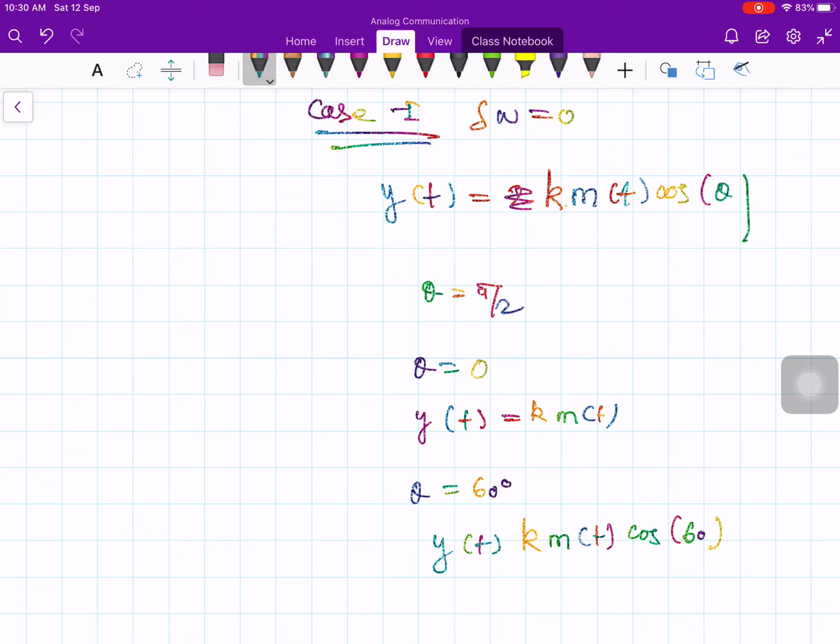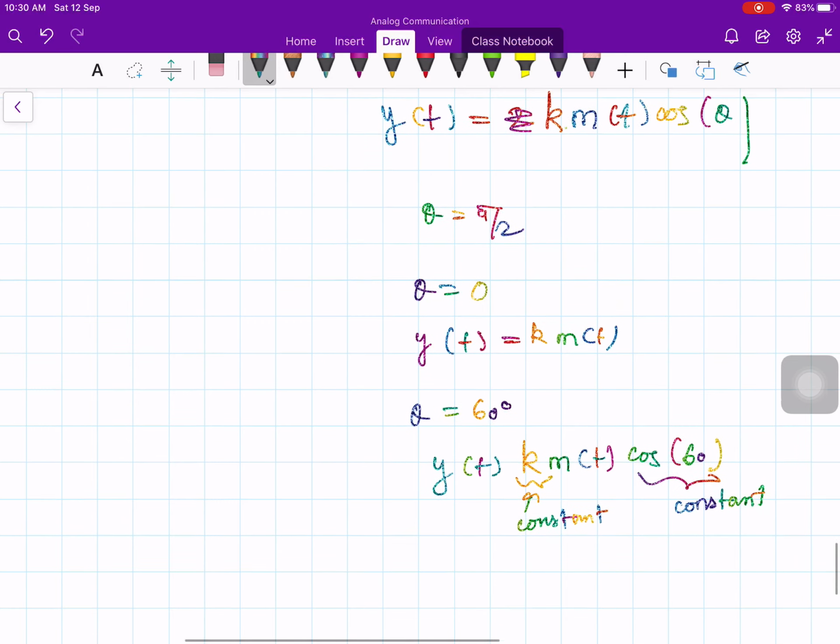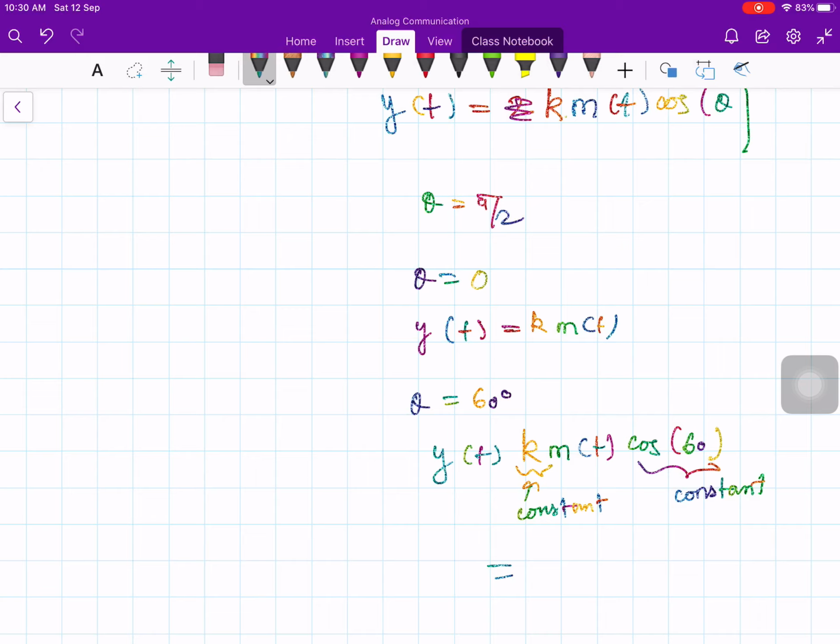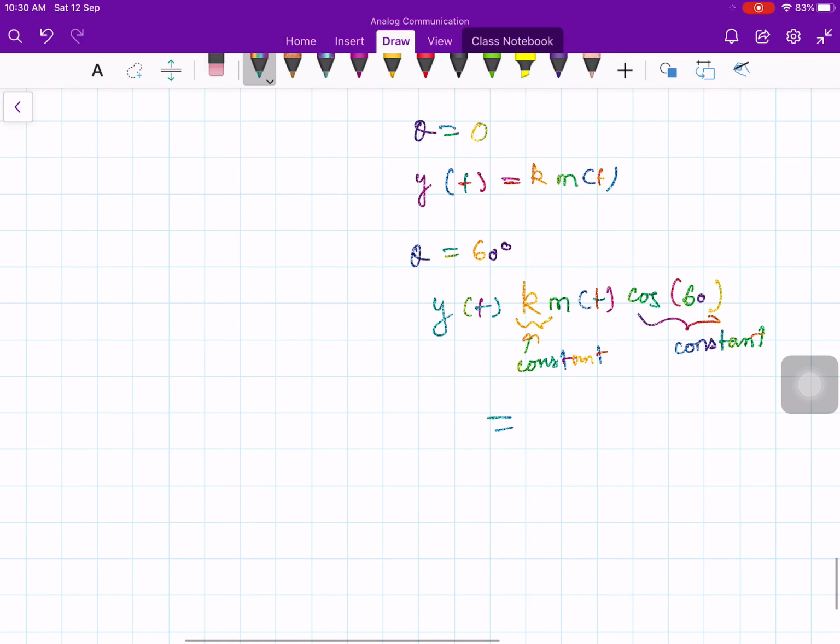Again this cos of 60 is a constant, and this k is also a constant. Therefore a constant times m of t means it is scaling up or scaling down, that's all, it is not disturbing the message signal. So even if there is some phase mismatch, no problem, there will be no distortion in the recovered signal. But the problem is when theta becomes 90 degrees, the signal will be completely eliminated.